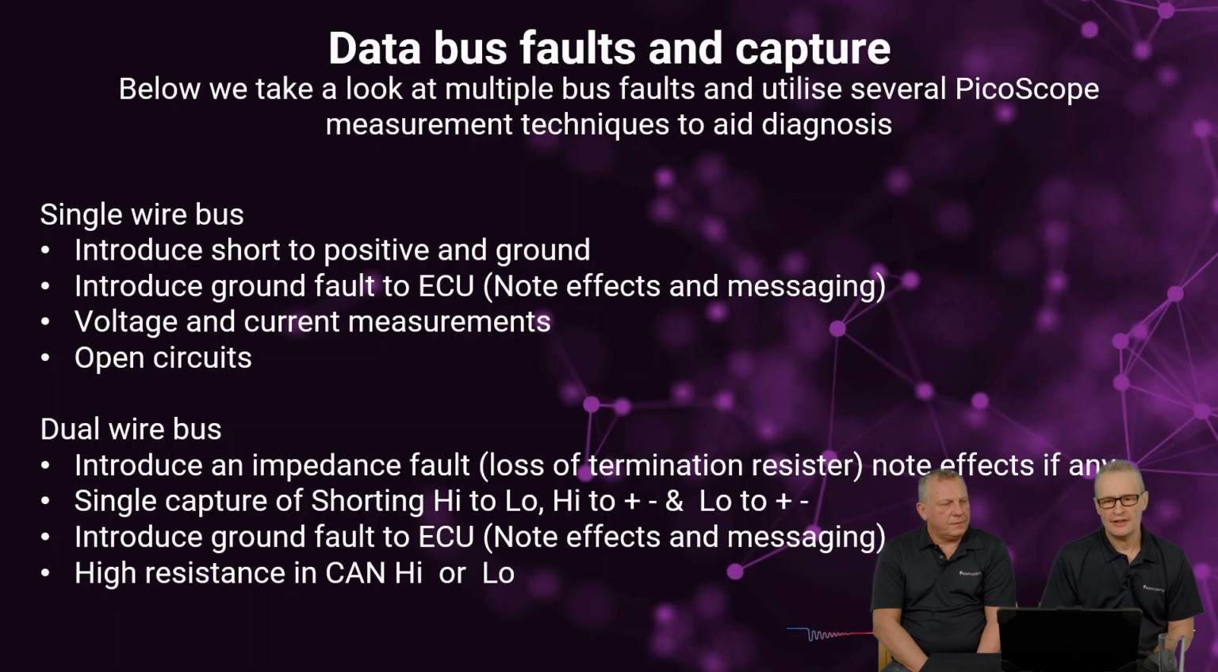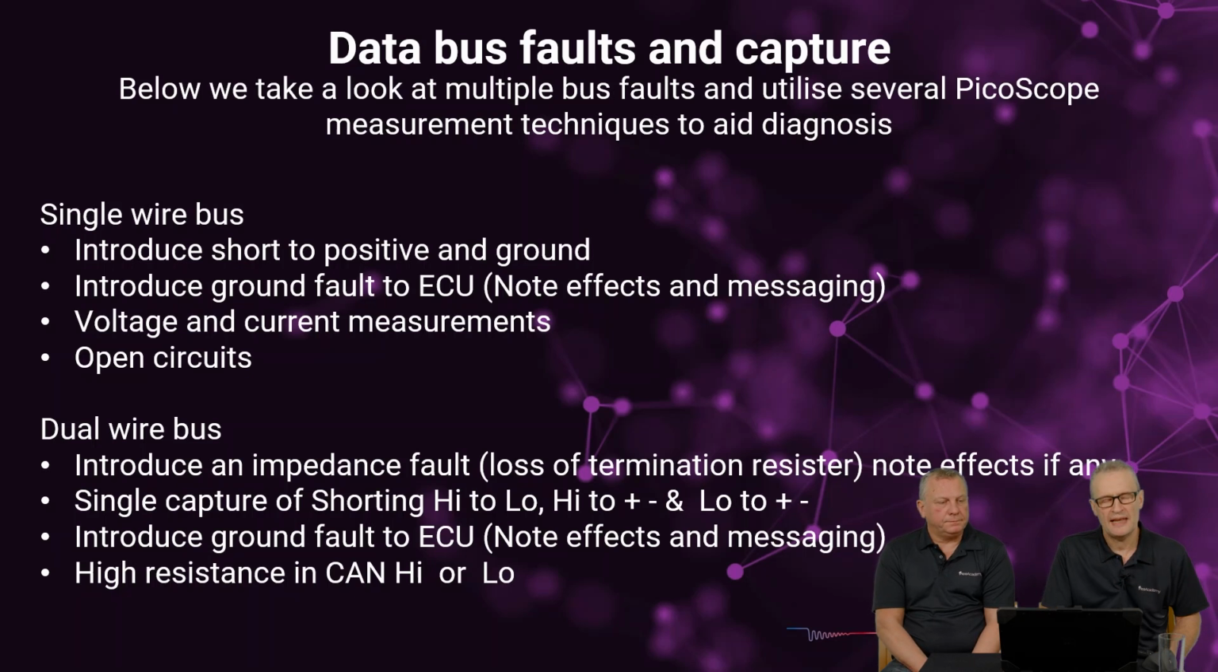So we're now going to take a look at multiple bus faults and utilize several PicoScope measurement techniques to aid your diagnosis. We have single wire bus. We'll introduce shorts to positive and ground, introduce ground faults to the ECU, and note the effects on the messaging, what a ground fault will do. Voltage and current measurements on these buses and open circuits, and the same again for dual wire buses. So we'll introduce an impedance fault, a loss of termination resistor. That's an interesting one, that doesn't always throw a fault.